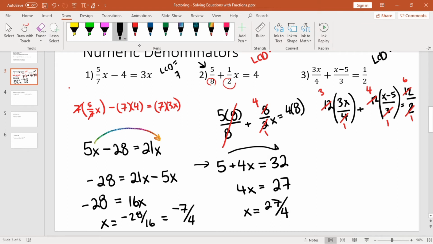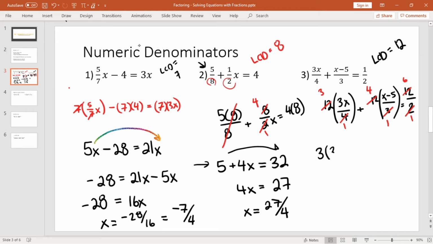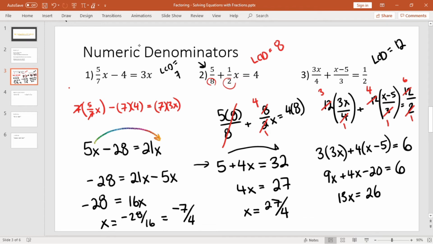So I'm going to have 3 times 3x plus 4 times x minus 5 equals 6. 9x plus 4x minus 20 equals 6. 13x equals 26. x equals 2.